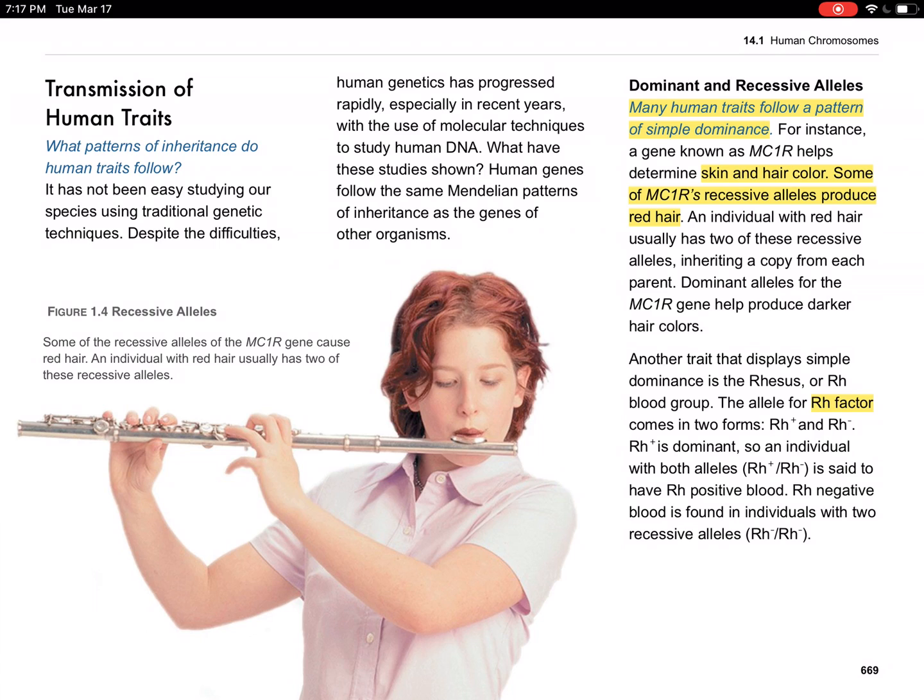Another example is the Rh factor. The Rh factor is what determines the positive and negative on our blood type, such as A positive or A negative. If it's positive, that is the dominant form of the allele, and if it is negative, that is the recessive form of the allele. An individual would need to have two recessive forms of the allele to be negative.